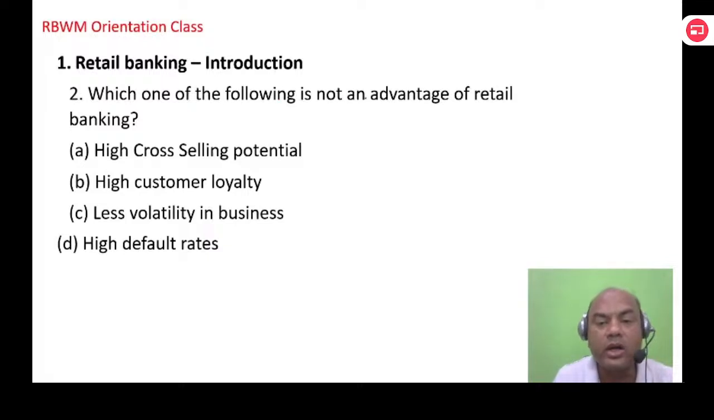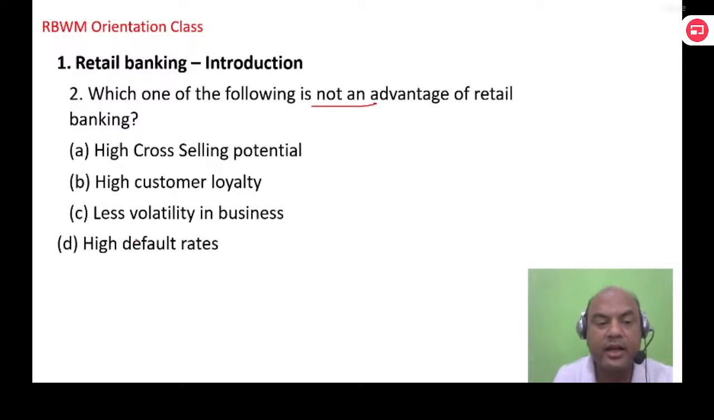Which one of the following is not an advantage of retail banking? Now look at this, not an advantage. High cross-selling potential, high customer loyalty, less volatility in business, high default rates. So which one of them is not an advantage? Everyone? High cross-selling, high customer loyalty, less volatility, and high default rates. Please, everyone check it again. The answer is, everyone type in the comment section. Those who are watching on YouTube, type in the comment section.